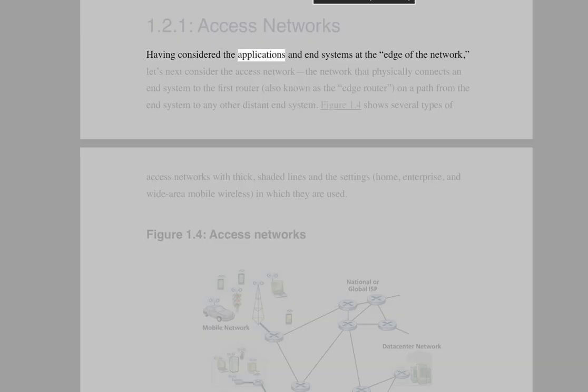Having considered the applications and end systems at the edge of the network, let's next consider the access network, the network that physically connects an end system to the first router, also known as the edge router, on a path from the end system to any other distant end system. Figure 1.4 shows several types of access networks with thick, shaded lines and the settings, home, enterprise, and wide area mobile wireless, in which they are used.